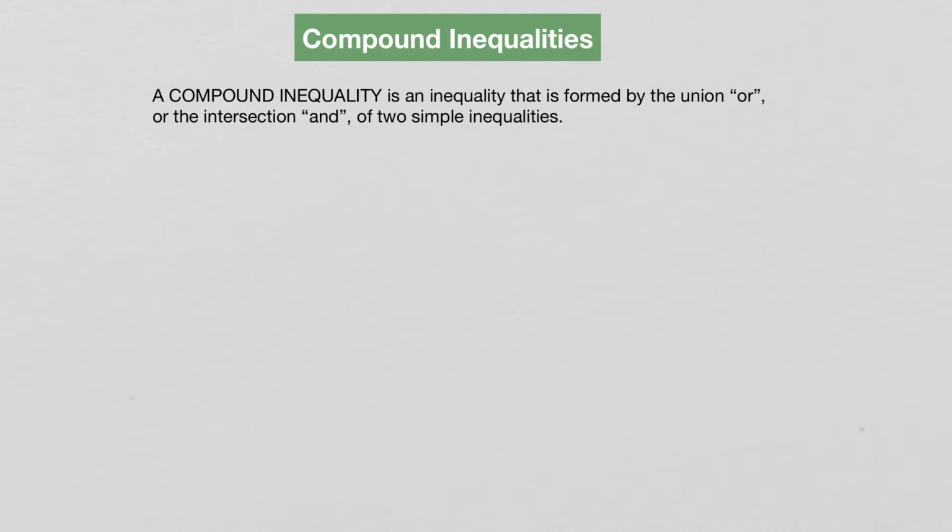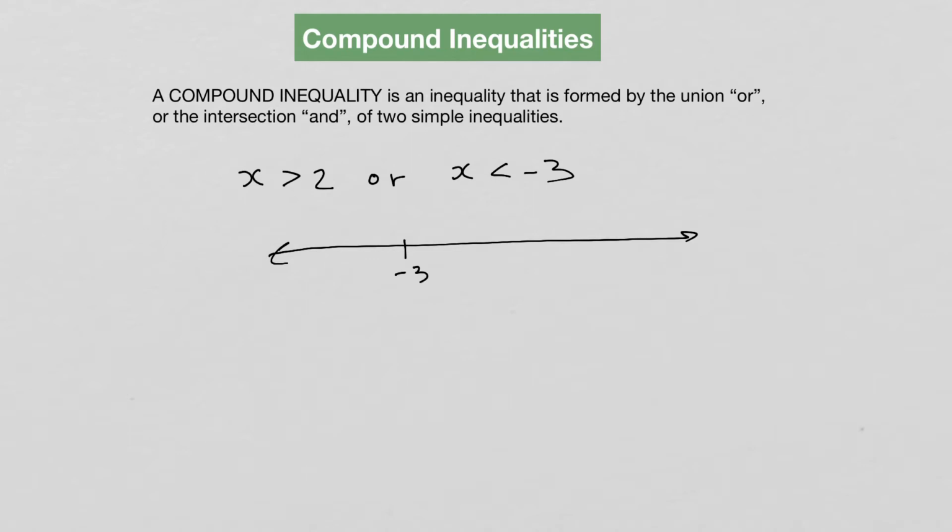So, for example, you could have x is greater than 2 or x is less than -3. Okay? So if you were to graph this, it would look like this. Here's our -3. Let's say this is 0 and this is 2.